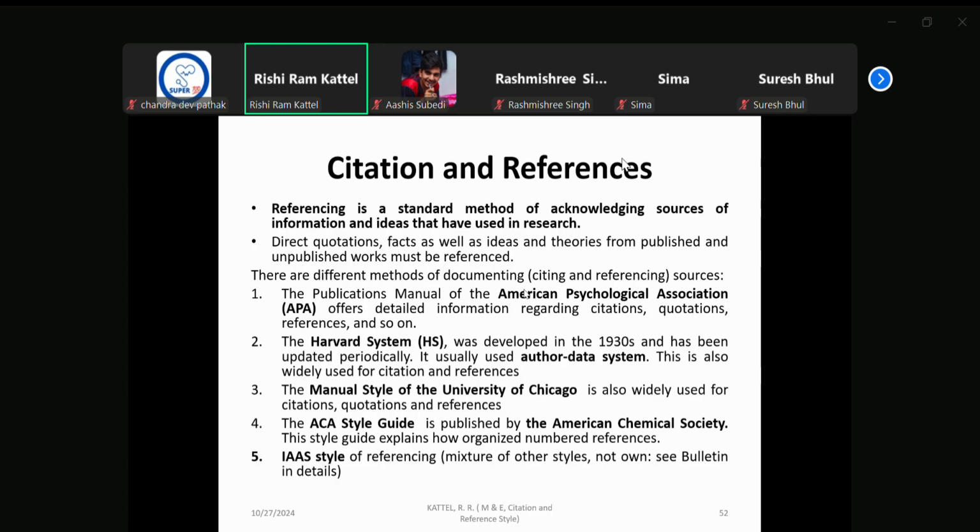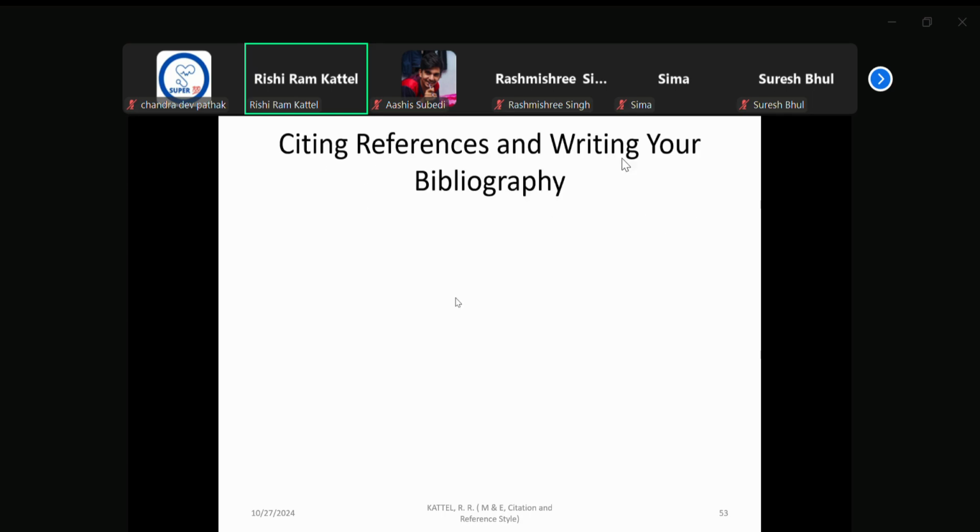Also IAAS, Institute of Agriculture and Animal Science under TU, has its own style. It is called IAAS style of referencing, a mixture of other styles, not its own. See the bulletin also for detail.